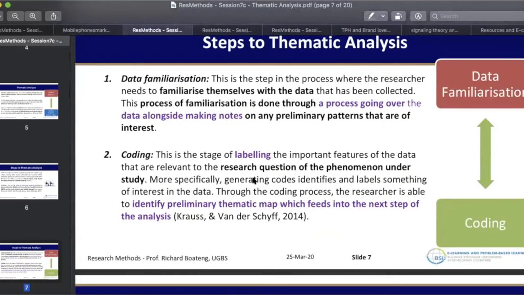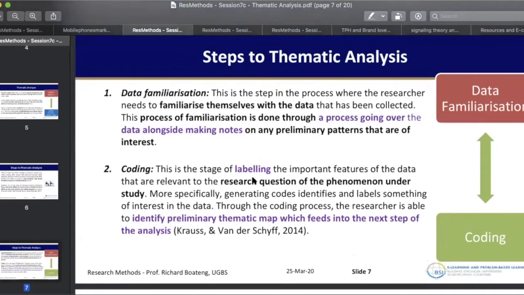According to Braun and Clarke, you have a number of steps to thematic analysis. The first one is data familiarization. This is a step in the process where the researcher needs to familiarize themselves with the data that has been collected. The process of familiarization is done by going over the data alongside making notes on any preliminary patterns that are of interest. Listen carefully, this is like coding from the data. Usually, when you do an interview today, when you go back home, you review the interview.